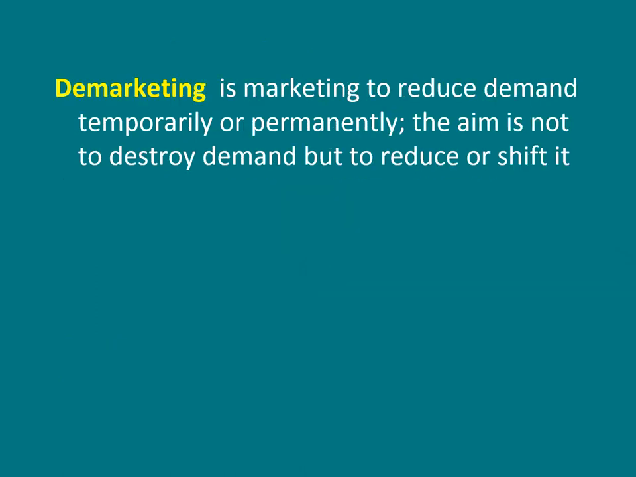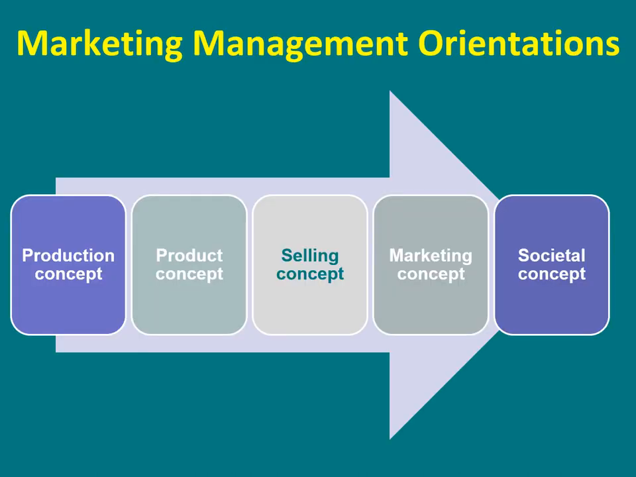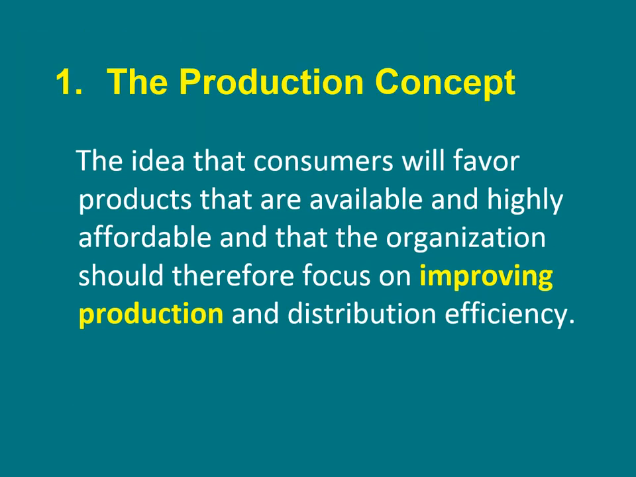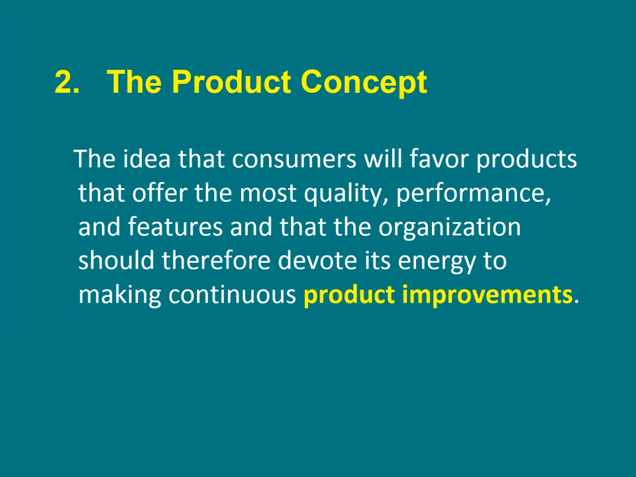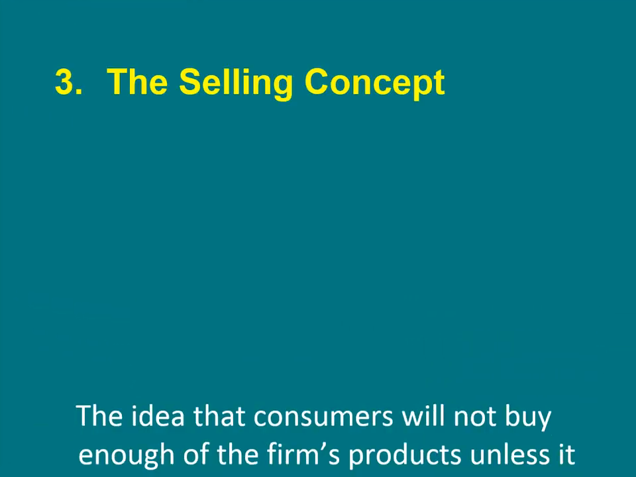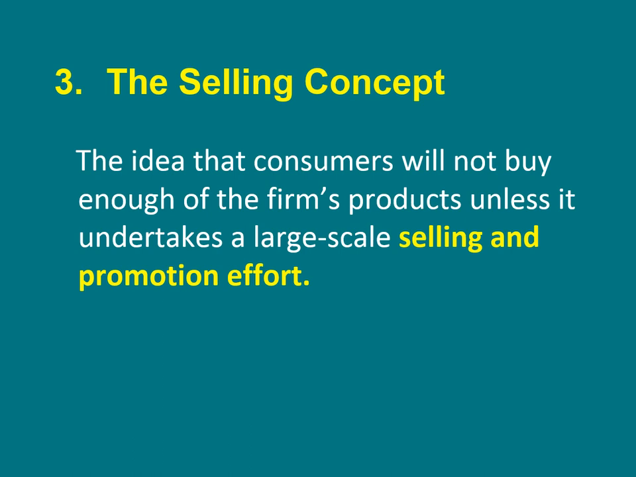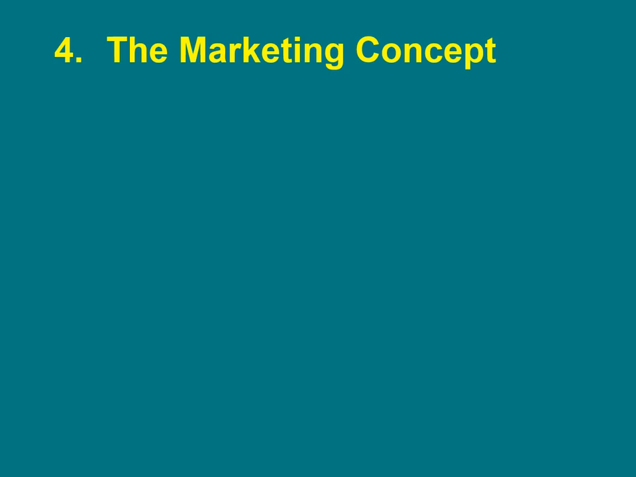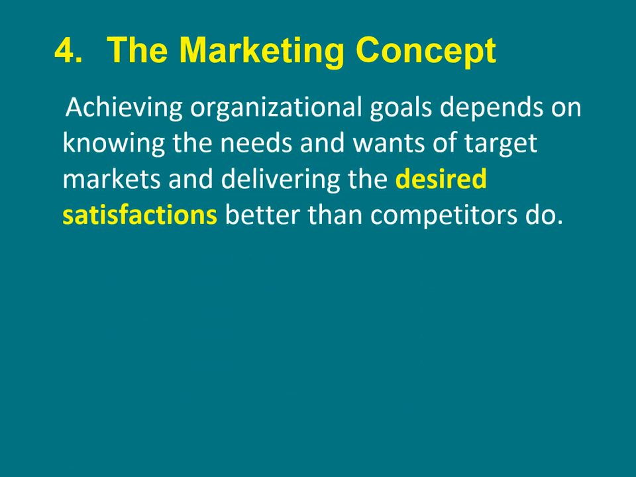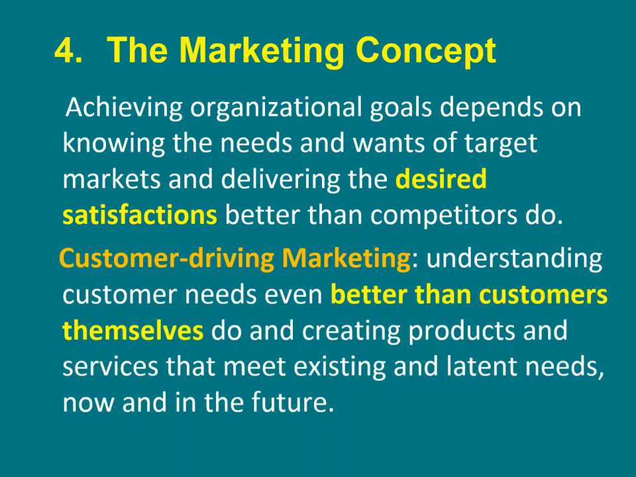Okay, these are the marketing concepts or orientations. First, the production concept. We are focusing on a production issue. The second is the product concept. It means that we are enhancing our product. And third, the selling concept. How to sell. And the marketing concept. How to ask your customer and how to survey your customer's need and want and try to satisfy your customer's need and want best.